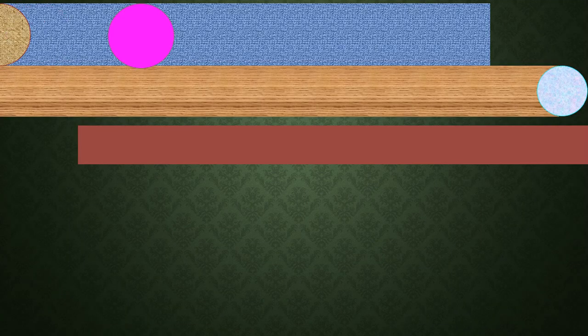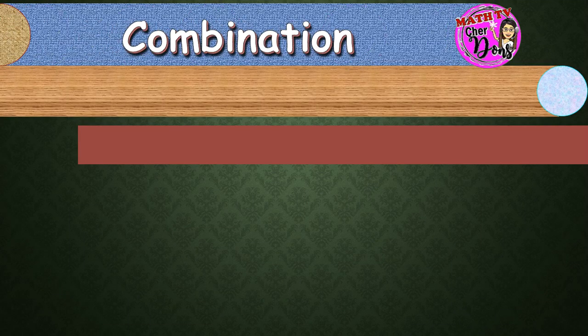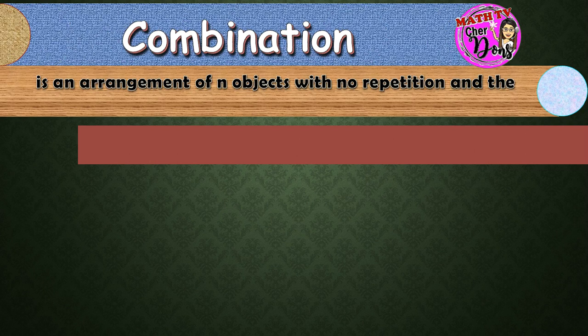Let us begin by defining combination. Combination is an arrangement of n objects with no repetition, and the order is not important.